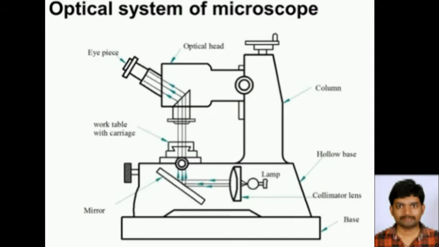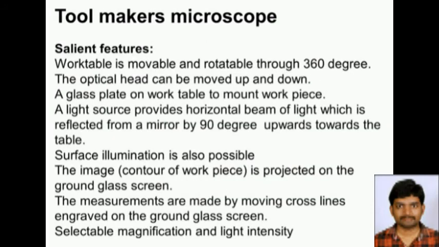Now, these toolmaker's microscopes have movable and rotatable tables. The table can move in the x and y directions so that we can take the measurement, and it can be rotated also. This is very useful for measuring the thread angle of the workpieces. The optical head can move up and down for focusing, and there is a glass plate on the work table to mount the workpiece so that light will pass through the glass plate and we get the shadow image. Light sources are provided which give a horizontal beam of light which is reflected by a mirror by 90 degrees upwards towards the table.